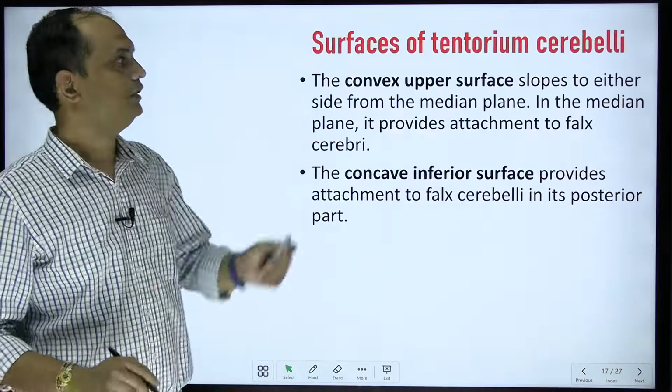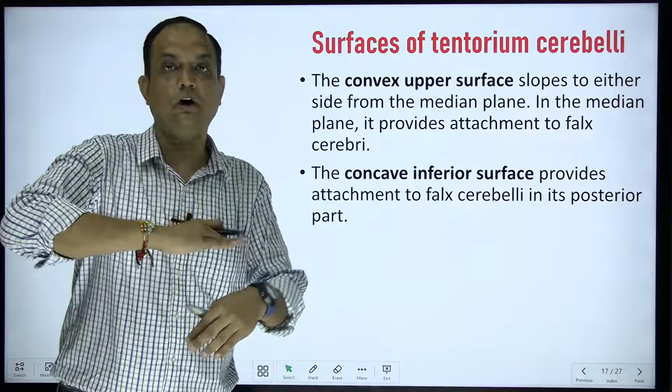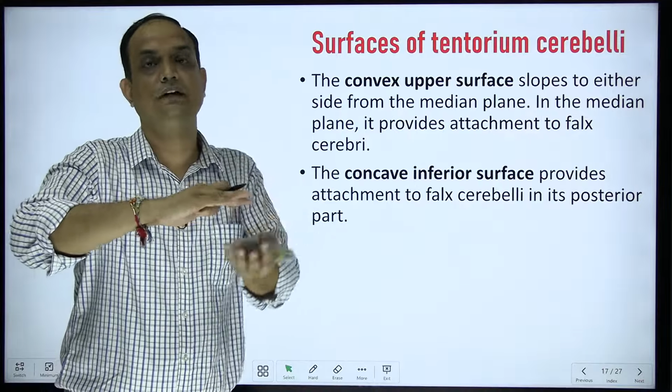Now, surface of tentorium cerebelli. Now, because it is a horizontal fold, so it is having superior surface and inferior surface.